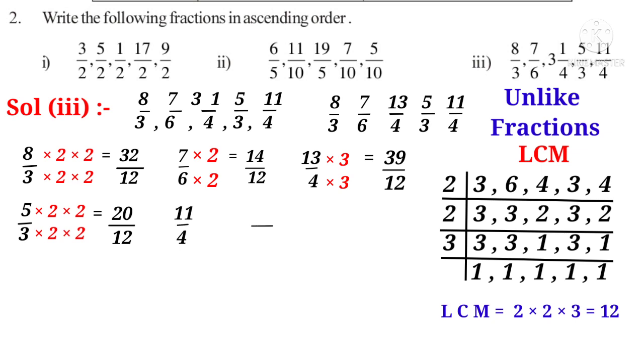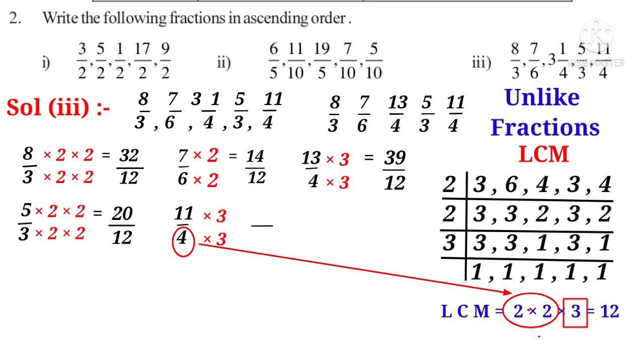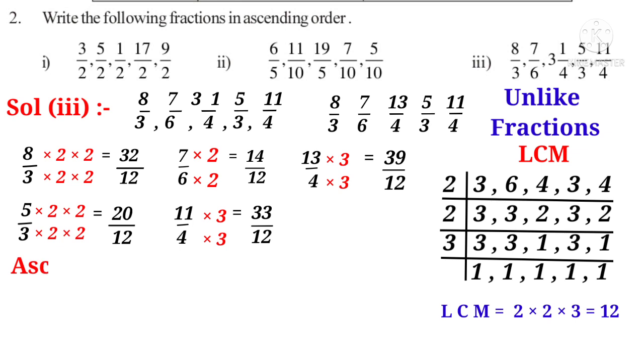Next, the last fraction, 11 by 4. Observe that the denominator is 4. That is 2 into 2. So we have to multiply both numerator and denominator by 3. That is, 11 into 3 is 33, and denominator 4 into 3 is 12.